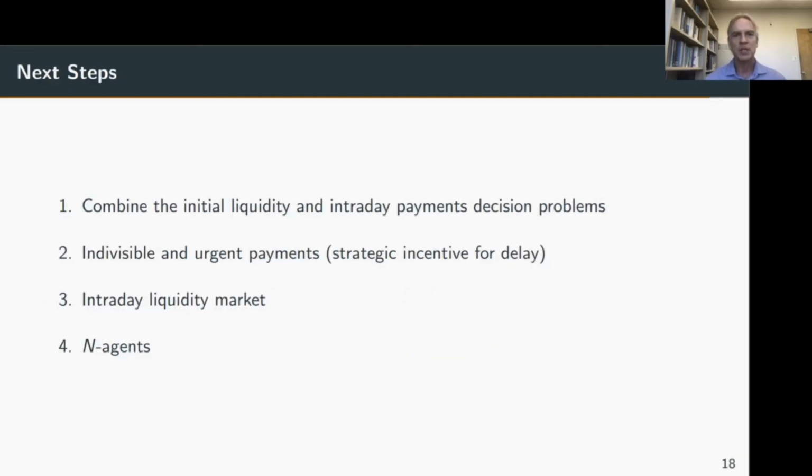In order for the full potential of this work to be realized, we plan to modify the problem so that agents learn a single policy function for multiple tasks, and we intend to add more realistic features of large value payments. Of particular interest is the introduction of indivisible and urgent payments, as this creates a strategic incentive for intraday delay that is missing in the current analysis. We also hope to eventually model an intraday market for liquidity and extend the analysis to N agents.